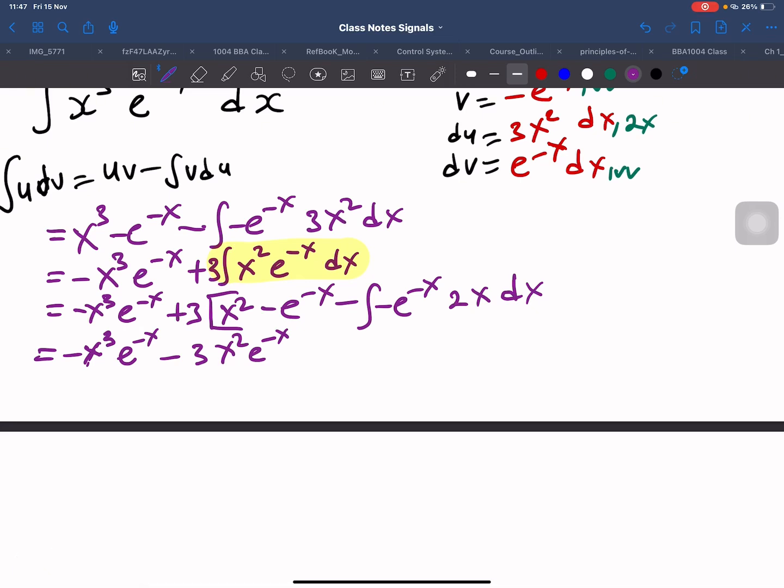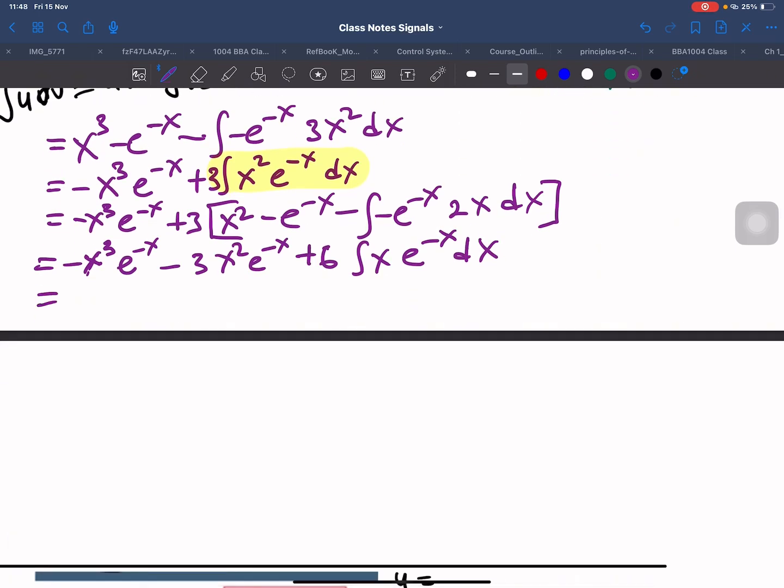Then we distribute this 3 to the values already in the bracket. So it's going to be minus minus here, it's going to be plus 3. 3 times 2 is going to be 6. Now it's going to be plus 6 integral of x e raised to power minus x dx. So it's going to be equal to minus x cubed e raised to power minus x minus 3x squared e raised to power minus x plus 6.